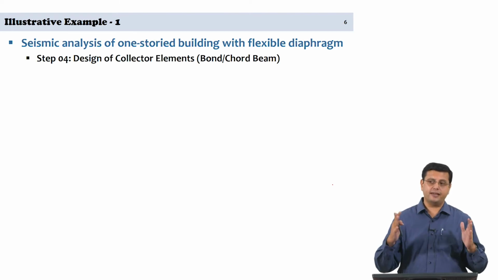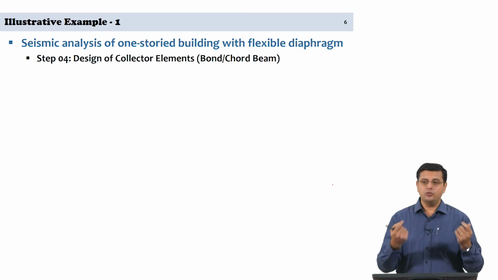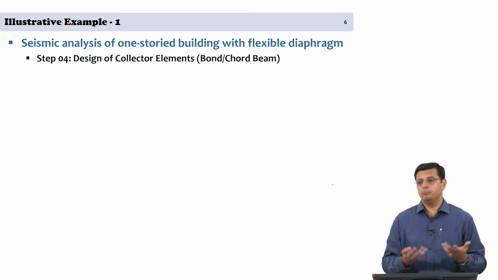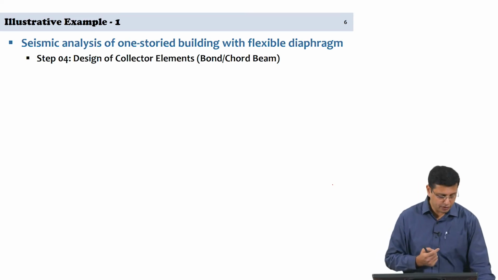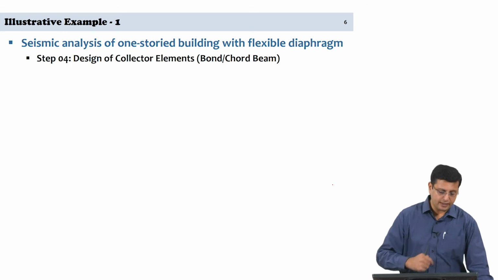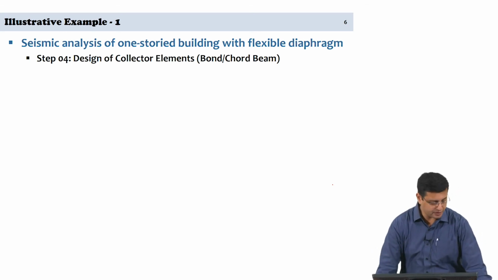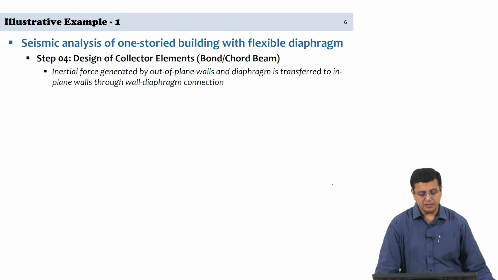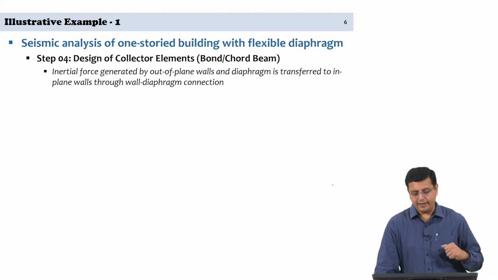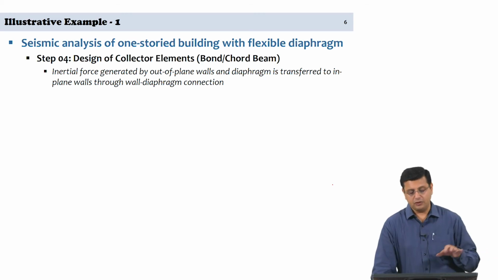going to be the resisting mechanism, which is the in-plane wall, you have to have a collector element, which is our bond beam, also referred to as the chord beam. So, we need to design the collector element, which is the chord beam here. So, the inertial force generated by the out of plane walls and the diaphragm is transferred to the in-plane wall through the wall diaphragm connection. And the wall diaphragm connection is now the chord beam.